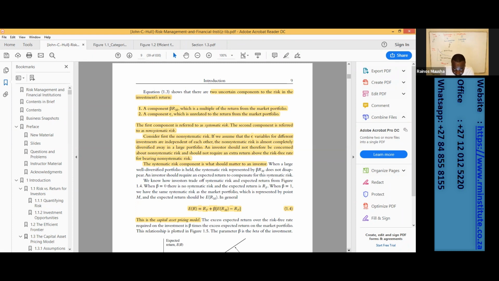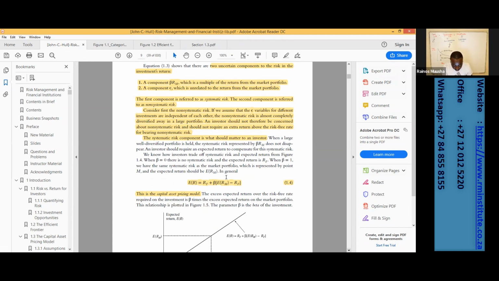So which means they are basically saying that if the investor has a large portfolio, we're assuming that they are fully diversified. And if they are fully diversified, the only risk that they have to worry about is the systematic risk, not the non-systematic risk. If that is the case, it would mean the expected return of the security would be given as the risk-free rate of return plus the beta multiplied by the expected return in the market minus the risk-free rate of return. And this is what they refer to as the capital asset pricing model.